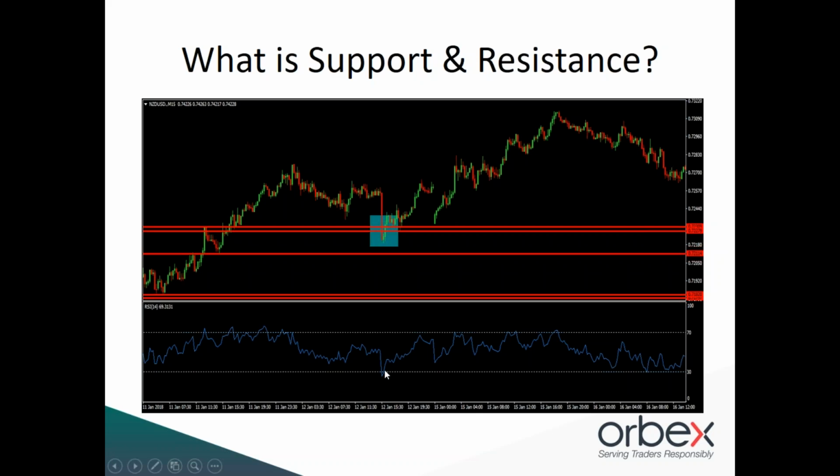And you can see once again that we get fantastic confluence because the RSI indicator has moved below its lower threshold, signaling that bearish momentum is overextended, it's oversold, and we're likely to get a reversal higher. Okay, so we've got brilliant confluence there once again.